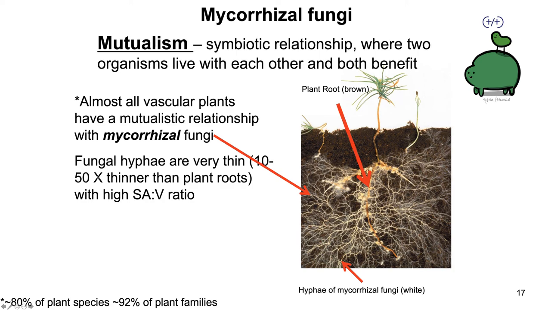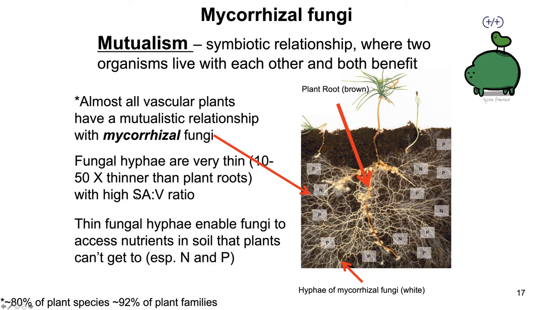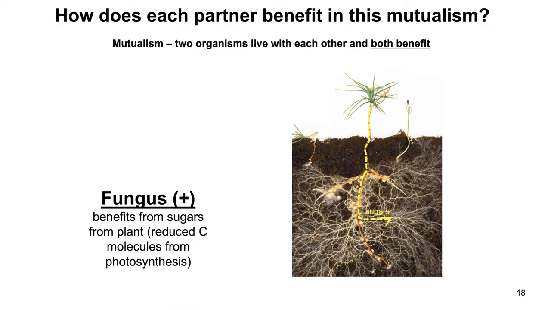They can be 10 to 50 times thinner than the plant roots. So they have a very, very high surface area to volume ratio. And those thin fungi, because they're so thin, are able to get access to nutrients in the soil that plants can't get to. So being so thin gives them access to things like phosphorus and nitrogen especially. These two important nutrients for plant growth are ones that the plant roots would not have access to on their own. And so how does each partner benefit in this mutualism?